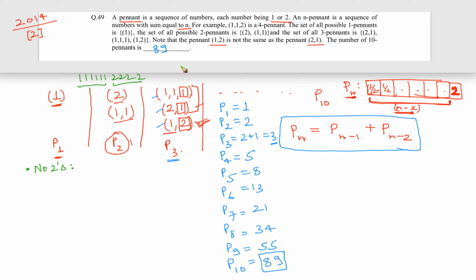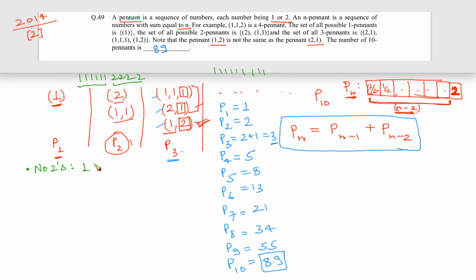How many 1s will be there? It is a P10, so there will be 10 1s. When 10 1s are there, how can you arrange them? That arrangement is simply only one way, because all 1s are similar. So in that fashion, you can simply understand that there is only one way.